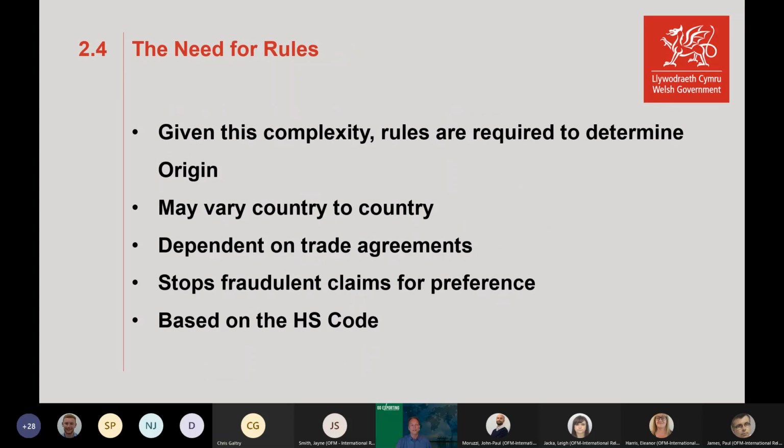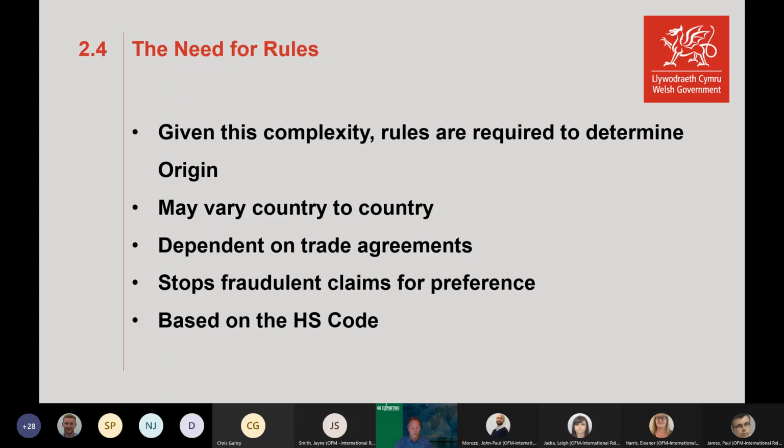So given this complexity, that's why rules are required to determine origin. And they do vary, as we've said, country to country, agreement to agreement, and it depends on the trade agreements that are in place. They're also designed to stop fraudulent claims for preference. So for one country trying to take advantage of an agreement between two others, for example.